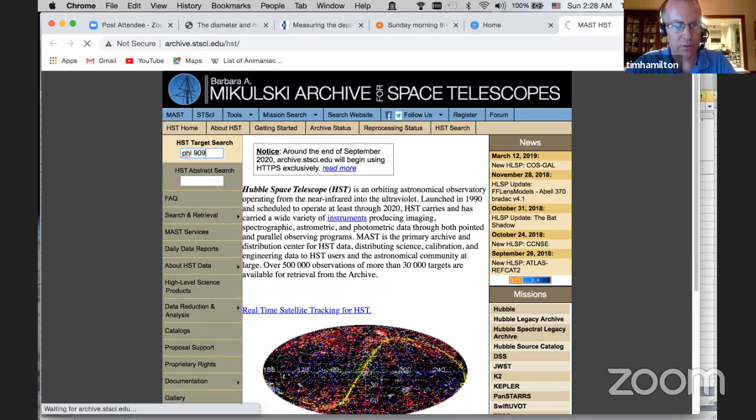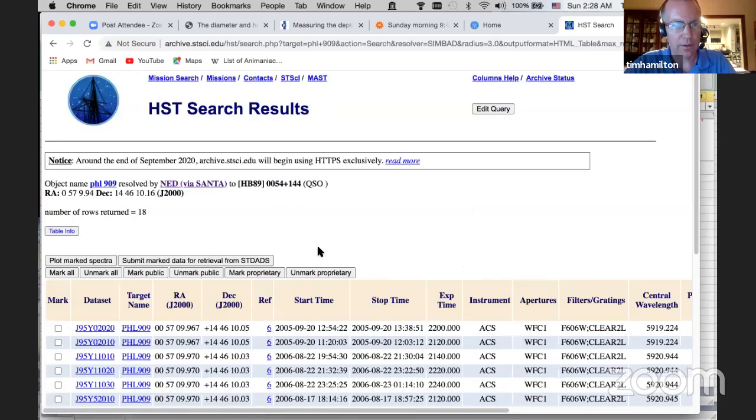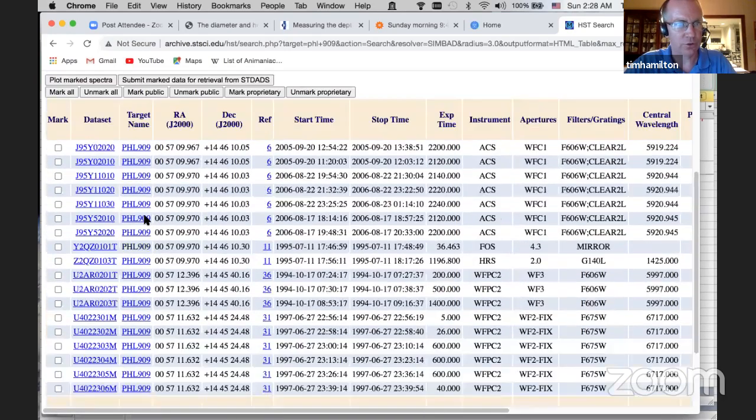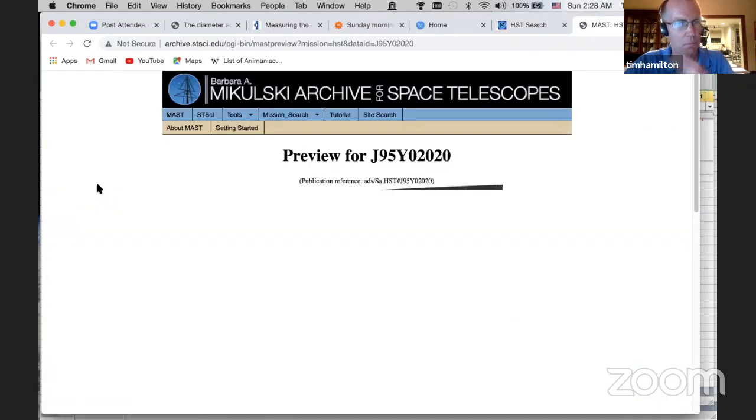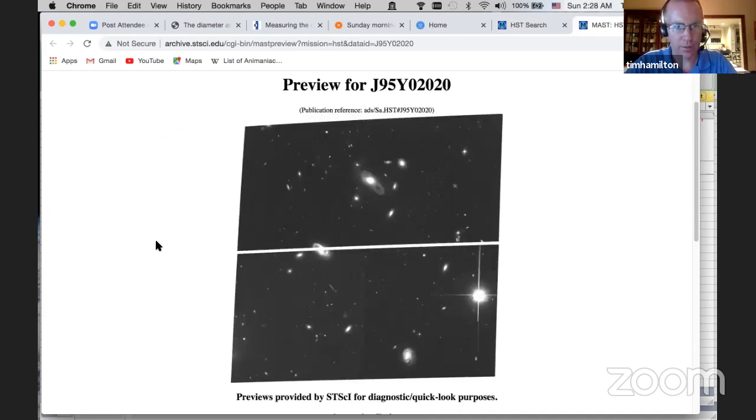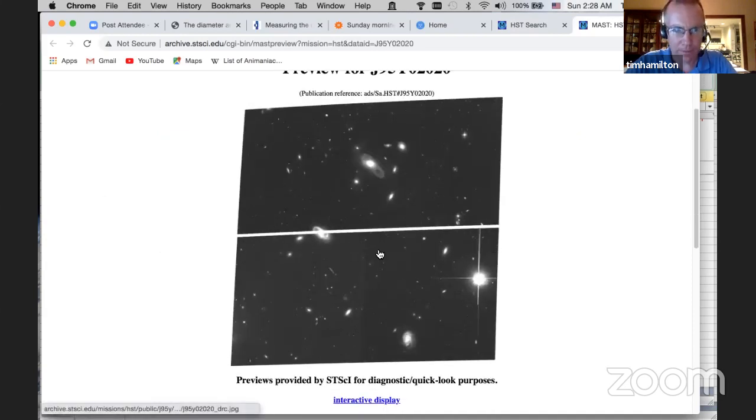I put the target in, and up come all of these observations of it. Let's see here, that was 2005. Let's take a quick look at it. And voila, there it is. Okay, and that's it there, that very bright one here. So bright that it's making a filter reflection on it right there. So most of what MAST is used for is things like this.